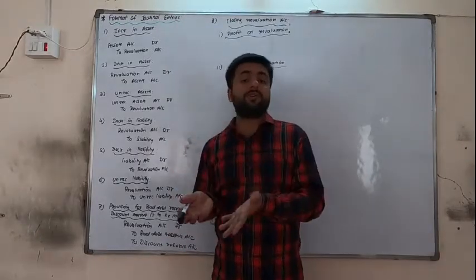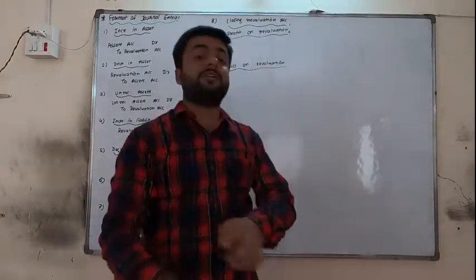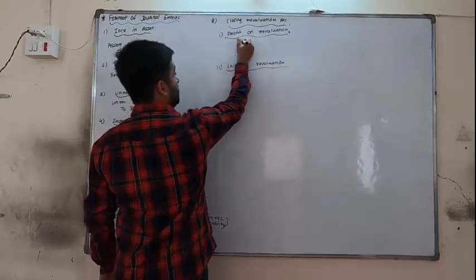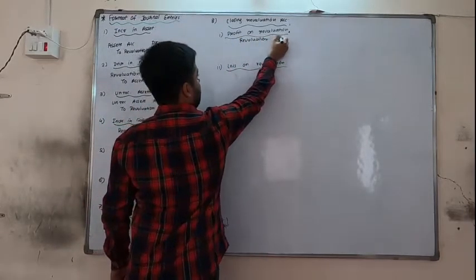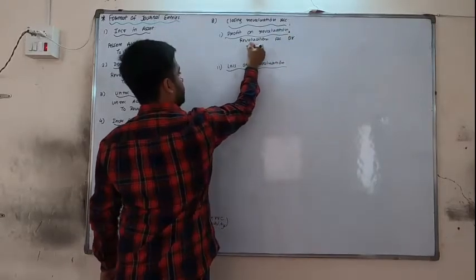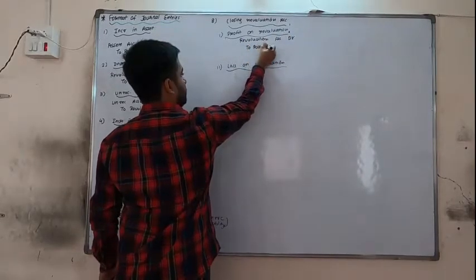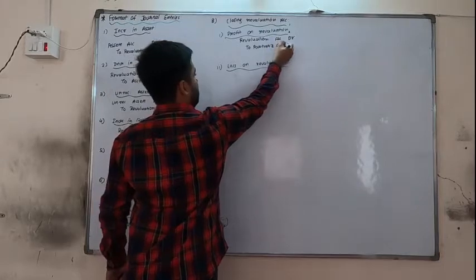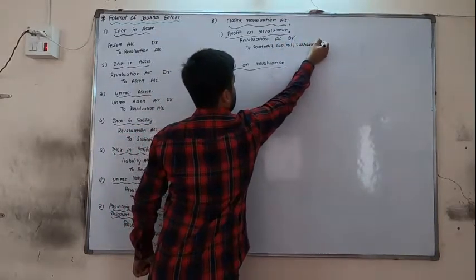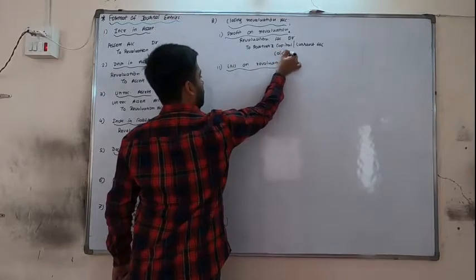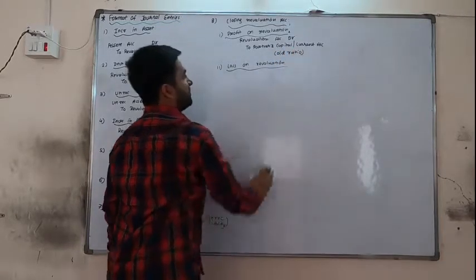Now this account is only to be closed, so the opposite effect is to be given. The account is to be closed, so the opposite effect is given as revaluation account debit to partners' capital or current account in old ratio. Distribute this profit in old ratio.